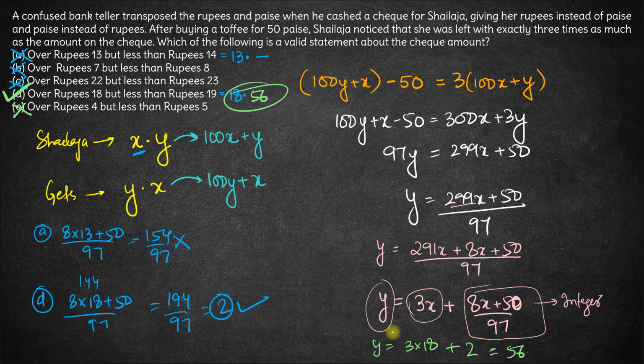But anyways, we'll have multiple values of x and y possible. So option D is the correct answer here.